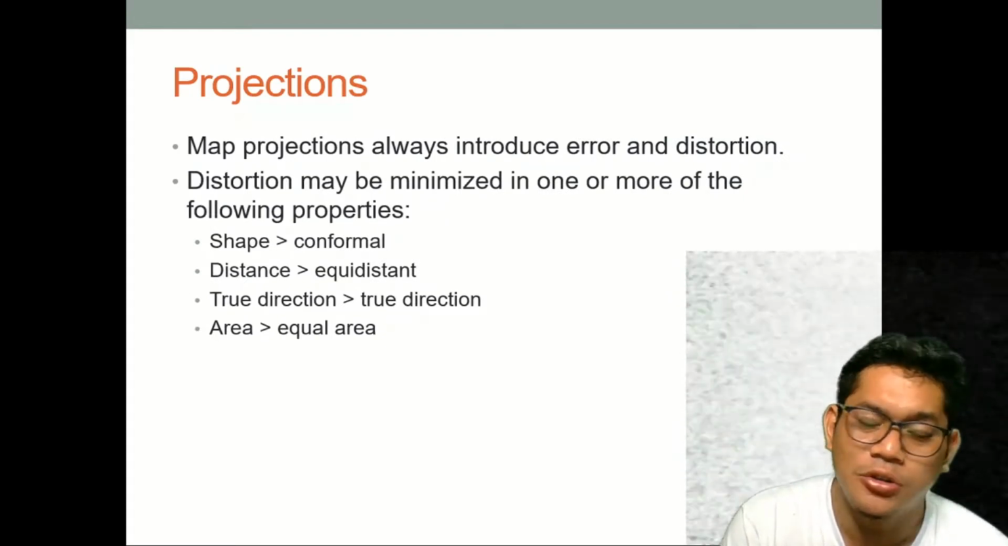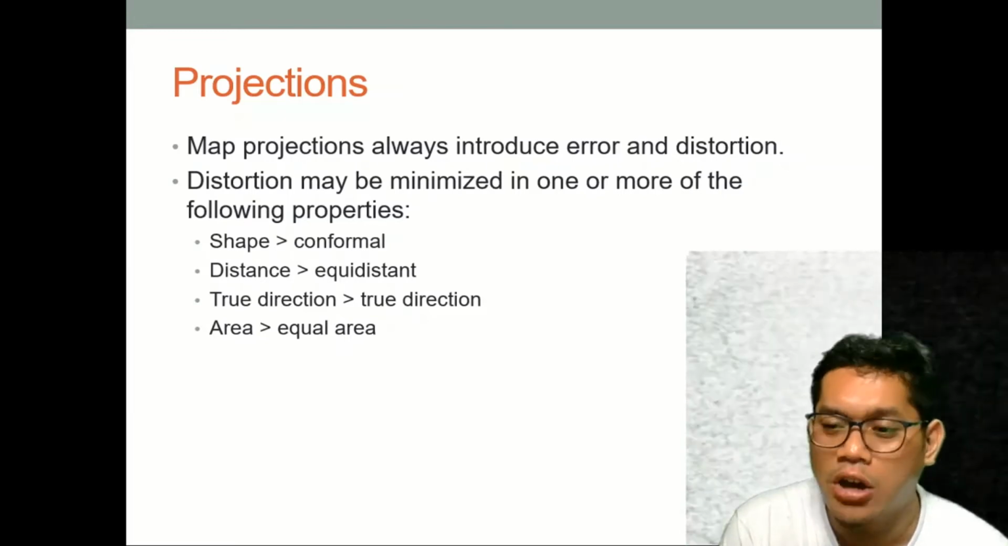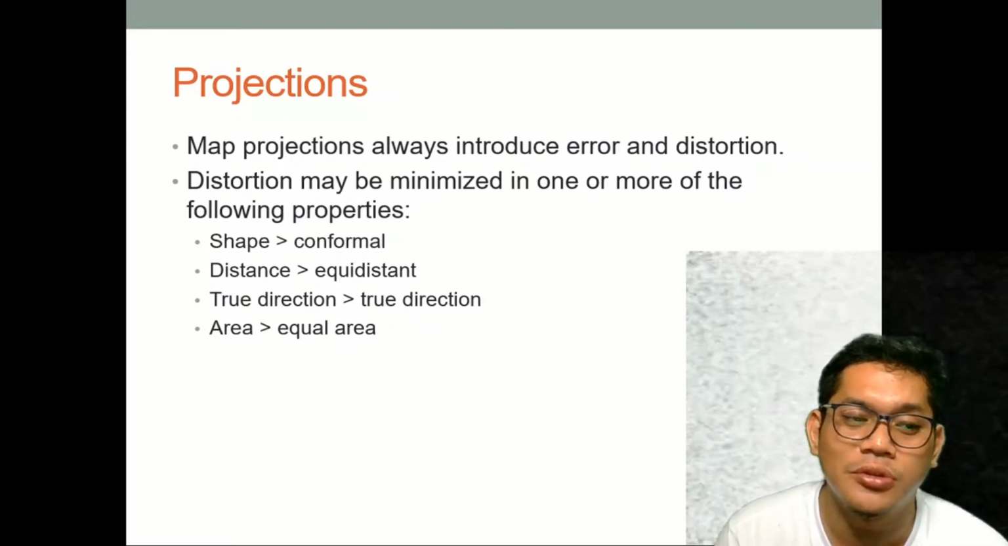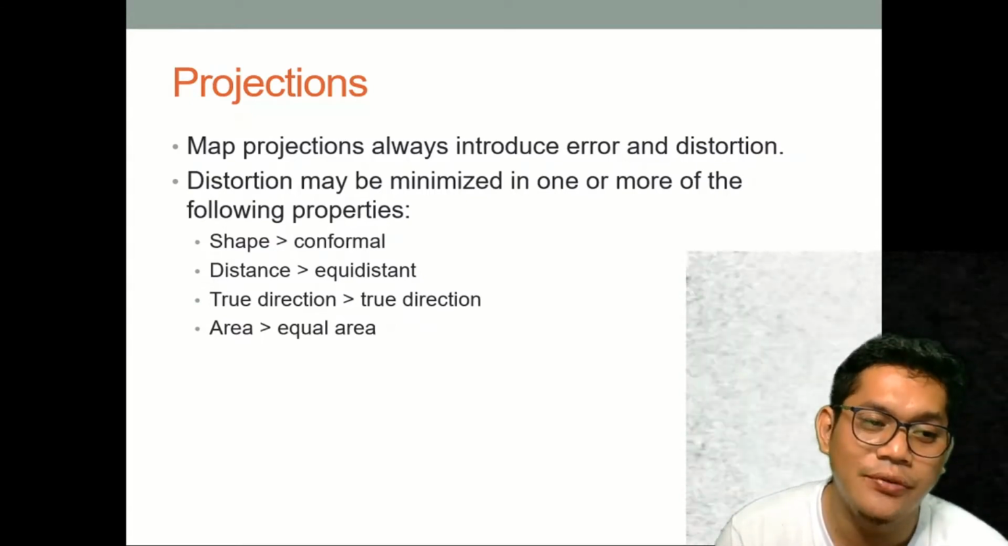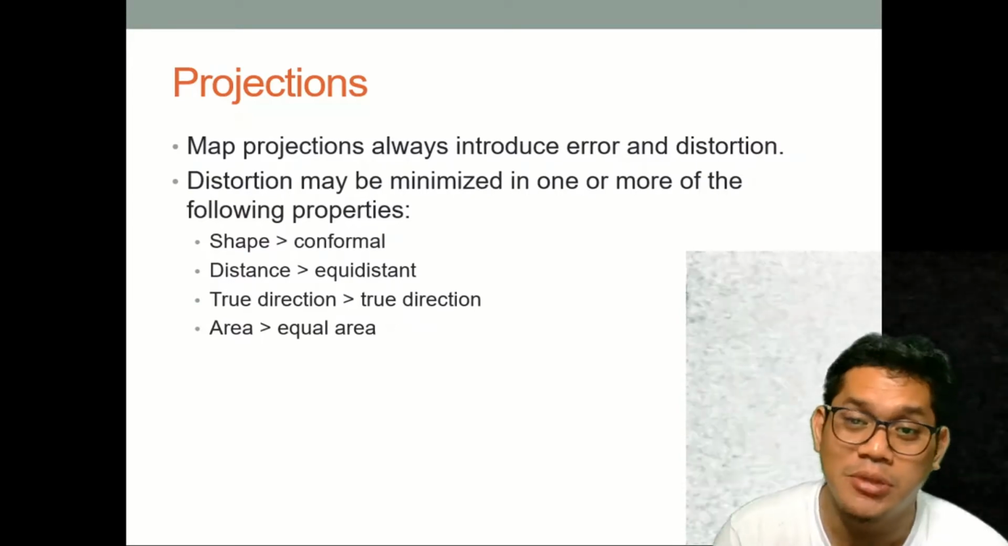And usually map projections always introduce error and distortion, because it is quite difficult to convert or trace from the curvy area onto a plane area. So that's why there is some distortion.